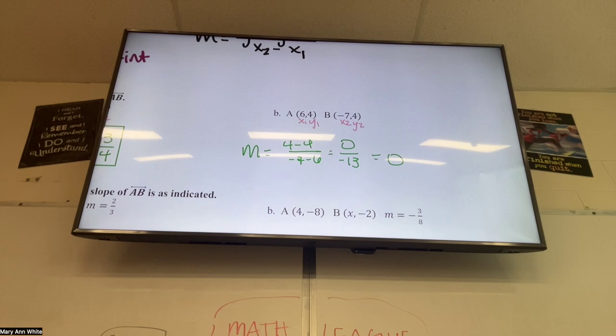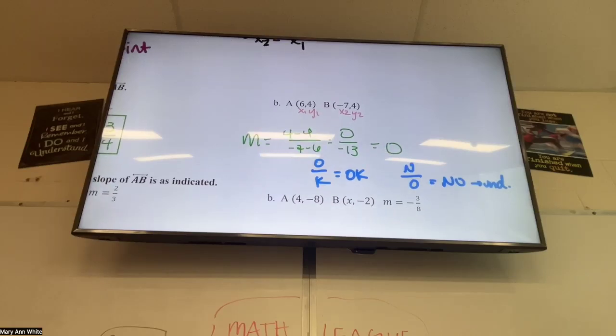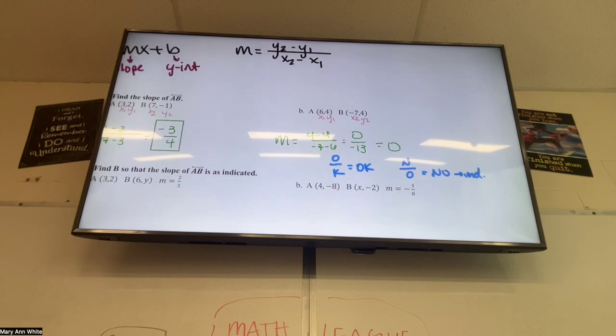I had one of my students a few years ago teach me this cute little trick. She said OK over NO. 0 over anything is okay. And then a 0 in the bottom is a NO, no. So sometimes I remind myself that. Is it okay or is it NO? And the NO is the same thing as undefined, obviously. So since it's been a while, I wanted to remind you 0 on top is good. That's okay. It's just a slope of 0. It's a straight horizontal line.